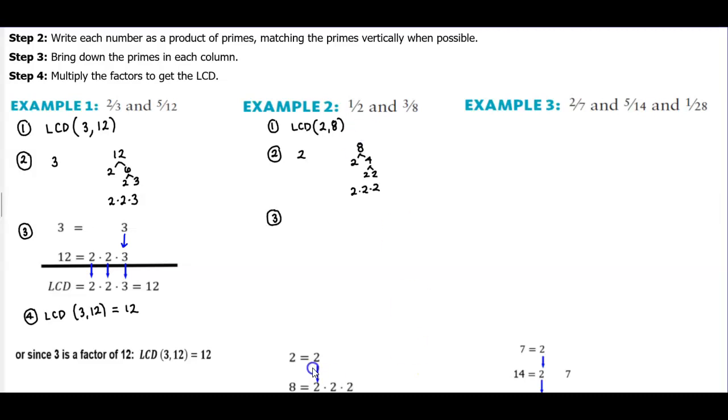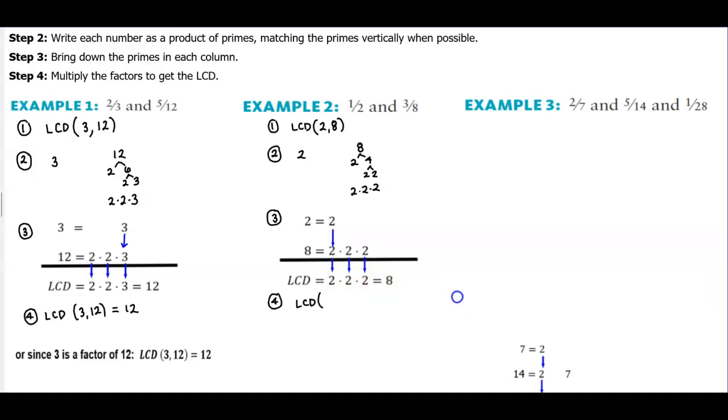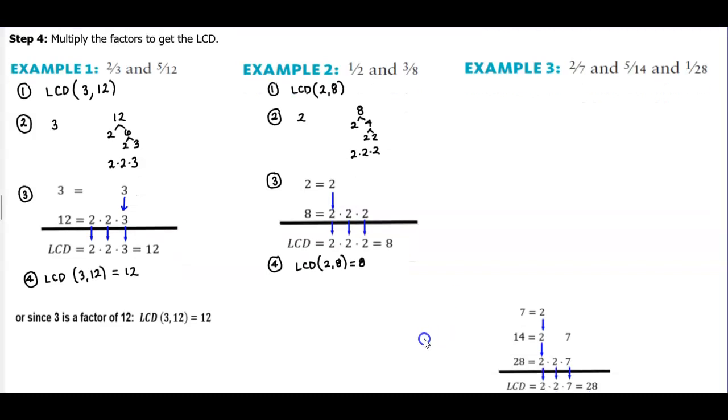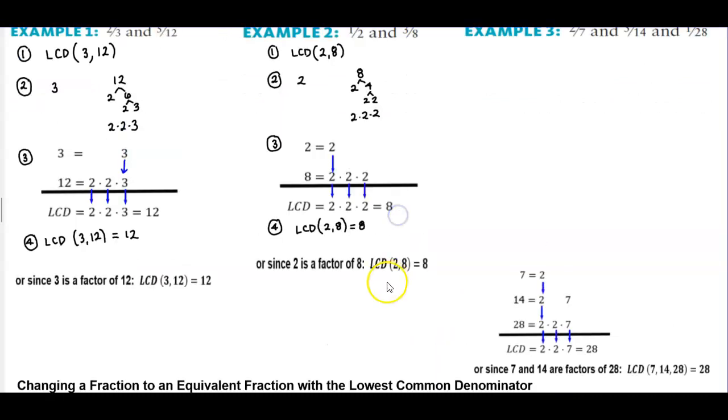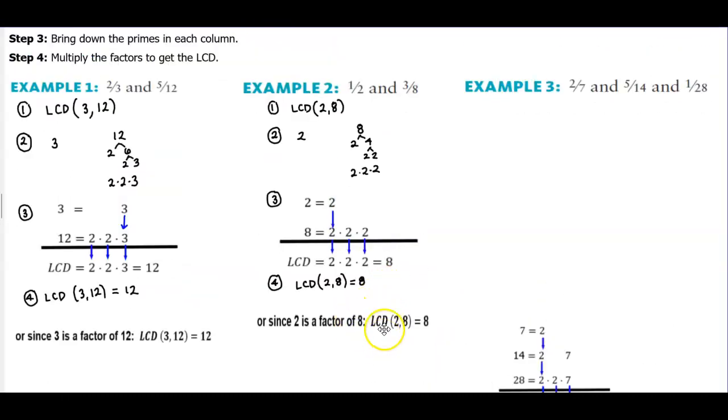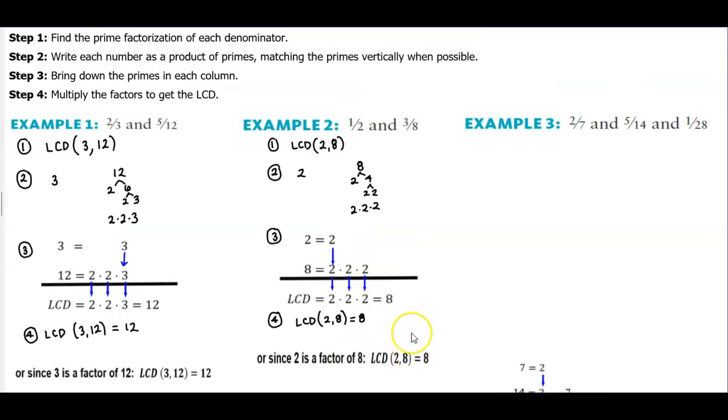So now let's go ahead and write these problems vertically. So we know the prime factorization of 2 is 2, and the prime factorization of 8 is 2 times 2 times 2. So we bring down what they have in common. They have one 2 in common. They have another 2. They have another 2. So therefore we get the LCD to be 8. And then again, as you can see here, the LCD of 2 and 8 is going to equal 8. And so therefore we can say the following. Since 2 is a factor of 8, then the LCD of 2 and 8 is equal to 8.